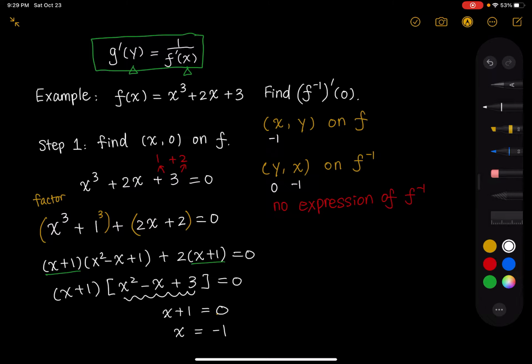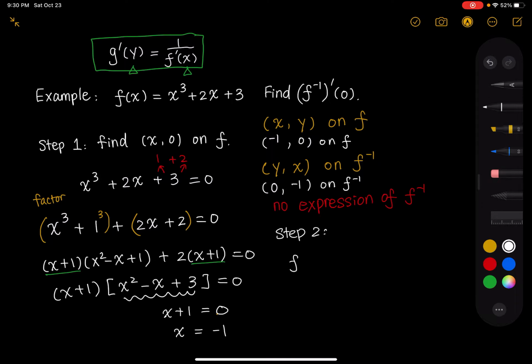So the point negative 1 comma 0 is on the graph of f. So the point 0 comma negative 1 is on the graph of f inverse. And again, I want to verify. I plug in -1 back into f, and I want to make sure I get 0. Then I move on, okay? So now, I'm ready to apply the formula. So step 2, I just apply the formula.